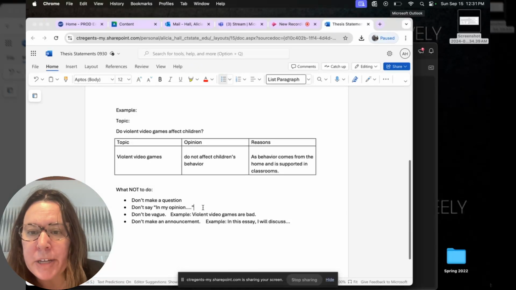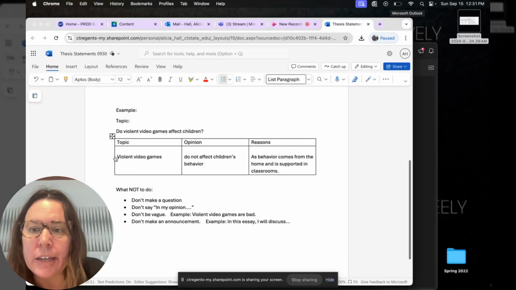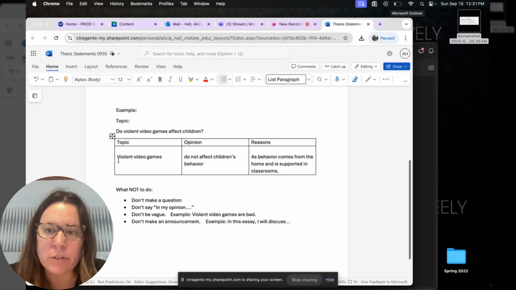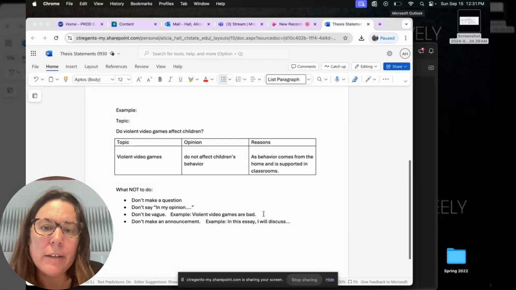There's always the temptation to say, in my opinion. Don't do that because it weakens it. Just state your fact. Like in here, I could say, in my opinion, violent video games. No, just take that away and start with your topic. Okay? Don't be vague. You could say violent video games are bad, but there's no reasons here. So be sure to include some concrete information in that thesis statement.